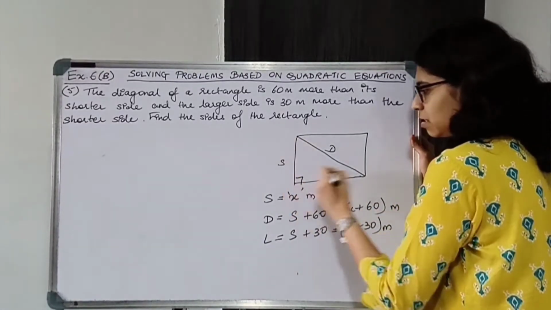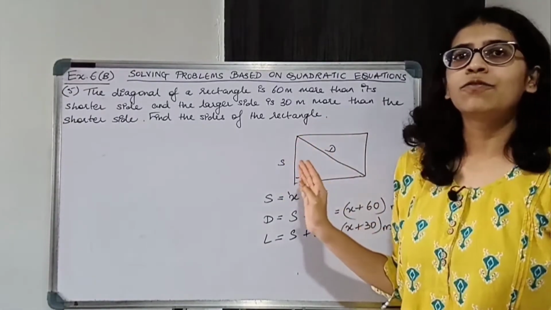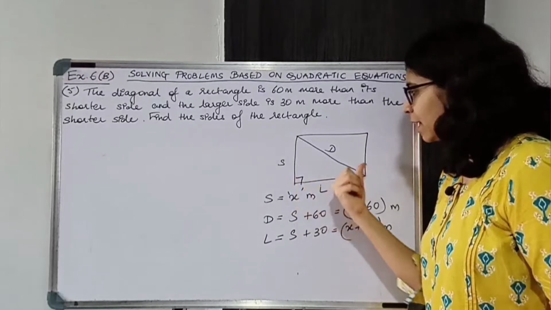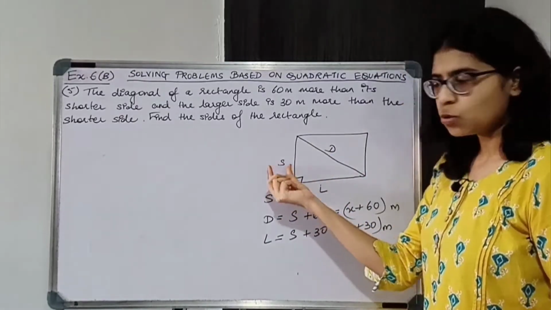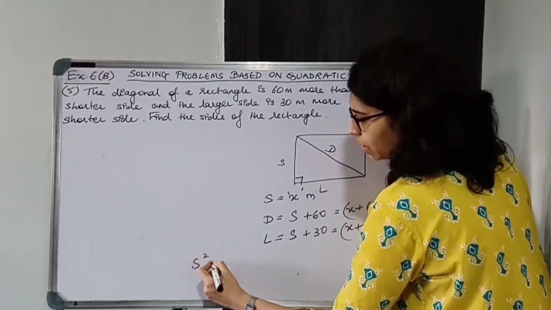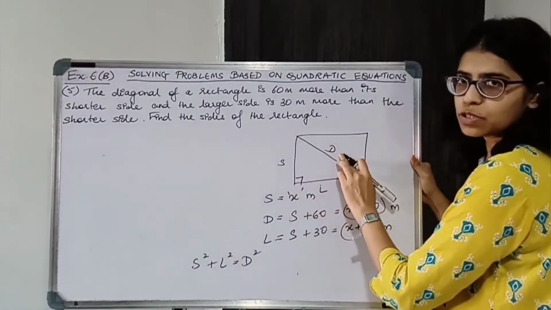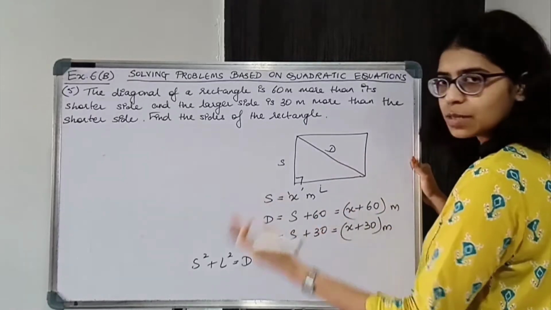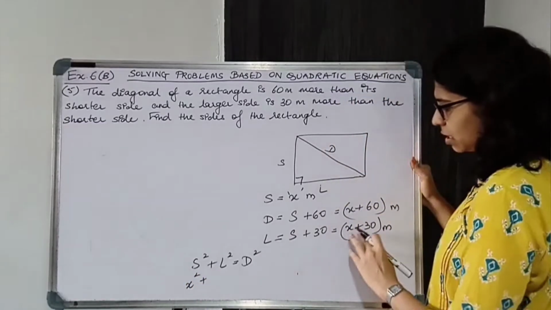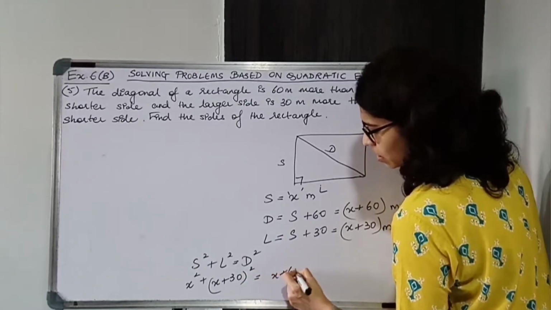If you notice, this is a right angle triangle, right? All the angles of a rectangle form right angles. Okay, all are right angles. So this is a right angle triangle. So s का square plus l का square is equal to d का square. Side 1 square plus side 2 square is equal to hypotenuse square. This is the hypotenuse side opposite to the right angle. Okay, now just substitute the values. So this is x, this is x plus 30 and diagonal is x plus 60.